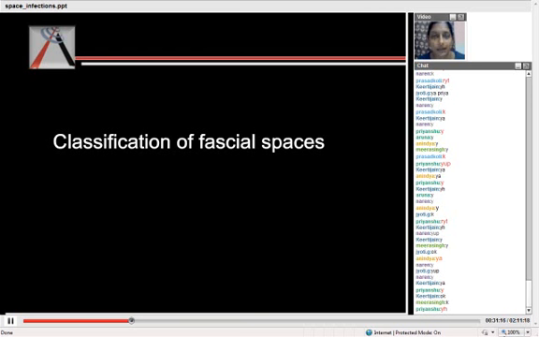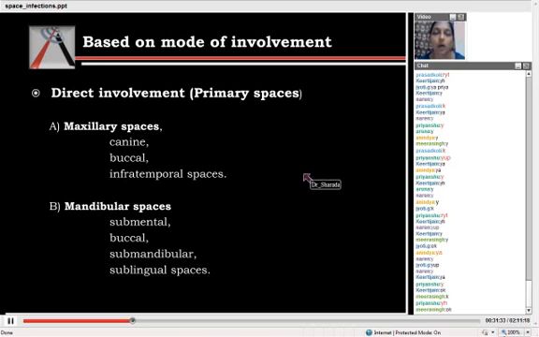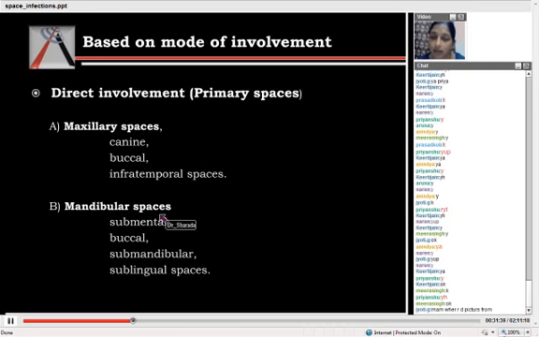How do you classify spaces? This is not essential. Just remember what you mean by primary spaces, which are going to be primarily involved. When we are talking of primary spaces, we are talking from the odontogenic infection point of view. So all these spaces, the canine, the buccal, the infratemporal, come under the vicinity of some tooth, whether anteriors or posteriors.